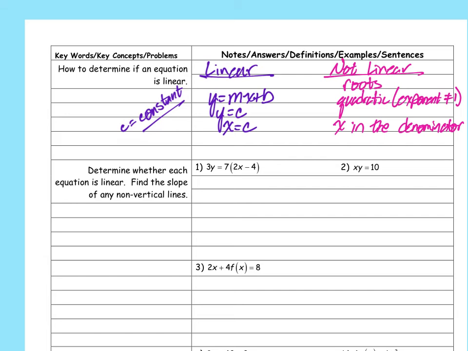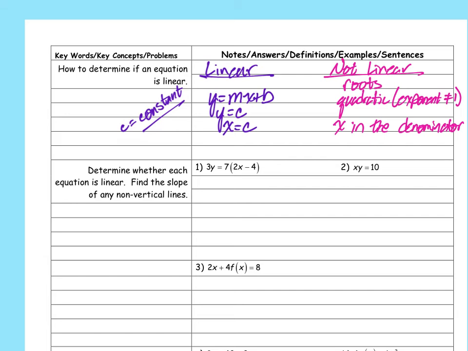The other way I can tell if there's an issue is if I can put it into a graphing calculator. If they're giving me an equation, I can pop the equation into a graphing calculator as long as it's y equals, and I can see if it's linear or not. So if you have a graphing calculator, or use Desmos. I think in this class I've showed you how to use Desmos a little bit.